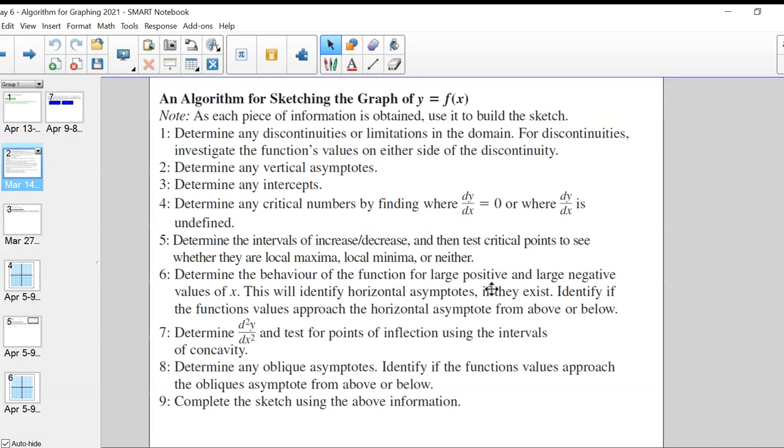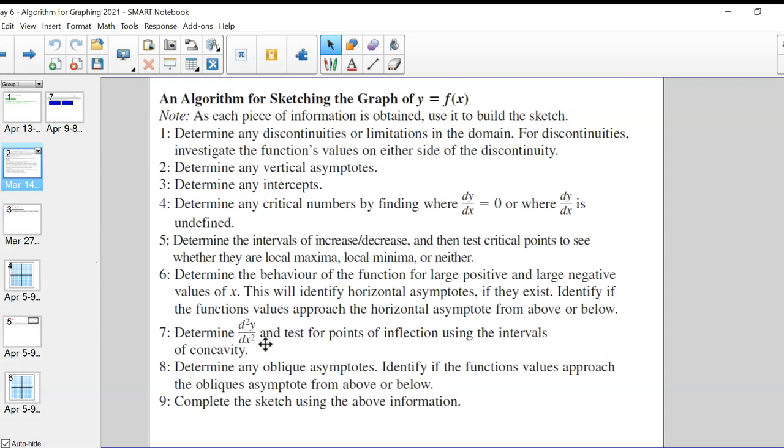Determine the behavior of the function for large positive and large negative values of x. This has to do with finding any horizontal asymptotes or even oblique asymptotes. As x gets bigger and bigger, is there a value that the function is moving towards, or is it just going towards infinity or minus infinity, right? That will help you to identify horizontal asymptotes if they exist. The function values approach a horizontal asymptote from above or below. So how is it approaching that asymptote? Is it going from above? Is it going from below?